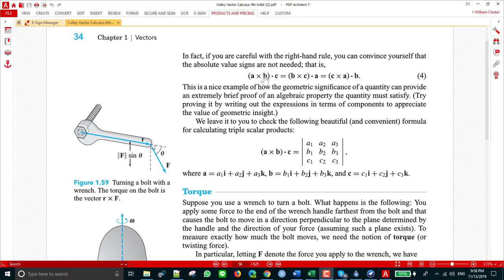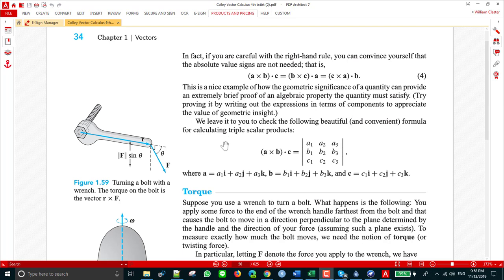So instead of having to prove this, they said this is a nice example of how the geometric significance of this quantity can provide an extremely brief proof of an algebraic property the quantity must satisfy. So try proving it out by writing out the expressions in terms of components to appreciate the value of the geometric insight. We saw this because of geometry, but if you had to really prove this using algebra, it would be a lot of work.